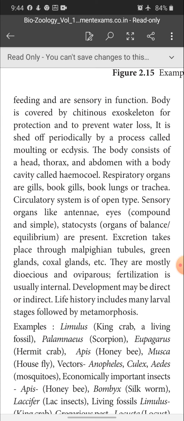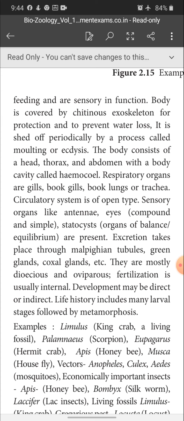The body consists of head, thorax and abdomen with a body cavity called hemocoel. Next one is respiration. There are various respiratory organs seen in the various animals of phylum Arthropoda, such as gills, book gills, book lungs and trachea. About circulation, circulatory system is of open type. And sensory organs are present in this phylum. The sensory organs are antennae, eyes and statocyst. Antennae, eyes and statocyst, organs of balance.